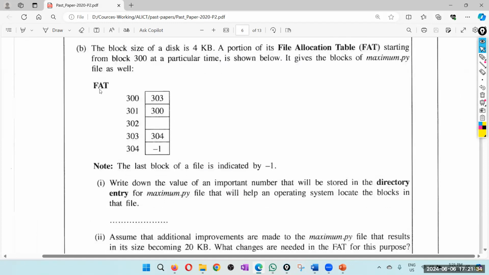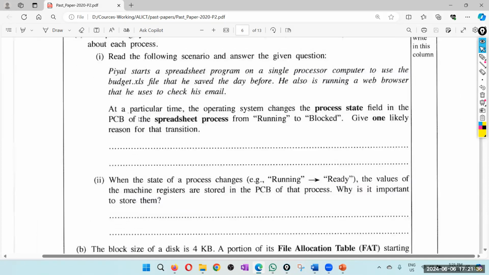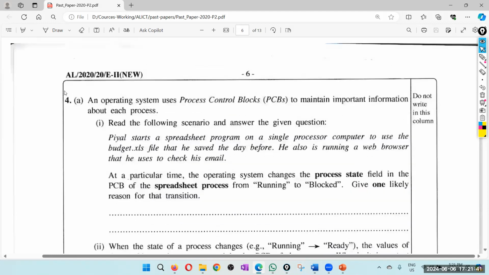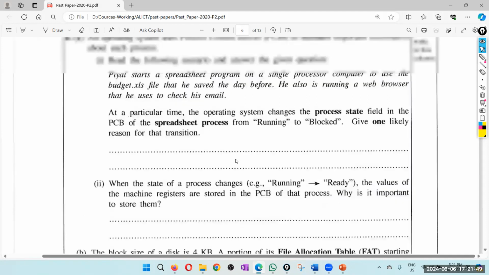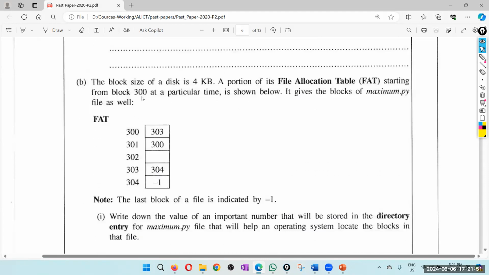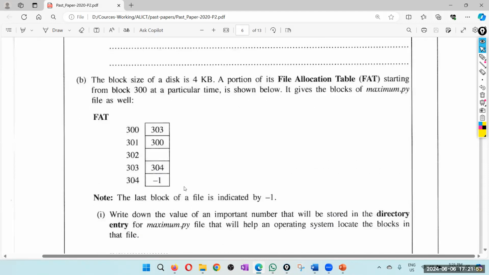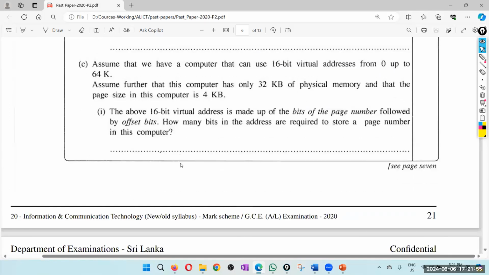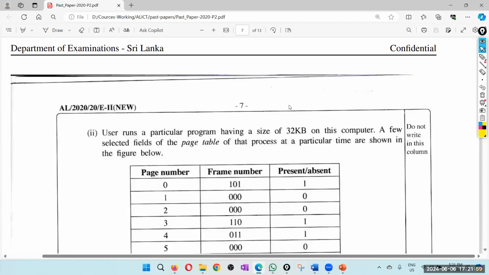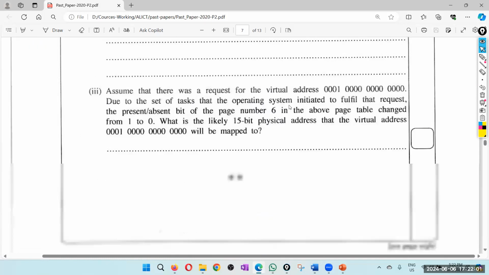Right. So first do the B part. That is nothing to do with this. Okay, so we can do the entire fourth question, because this is related to process management. A part. B part is related to file management. And C part is related to memory management. So you can see the full question in second paper A.